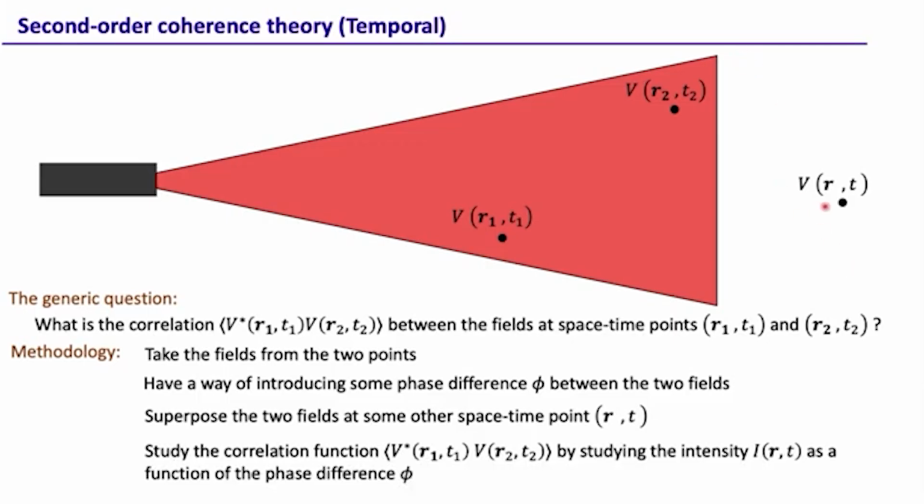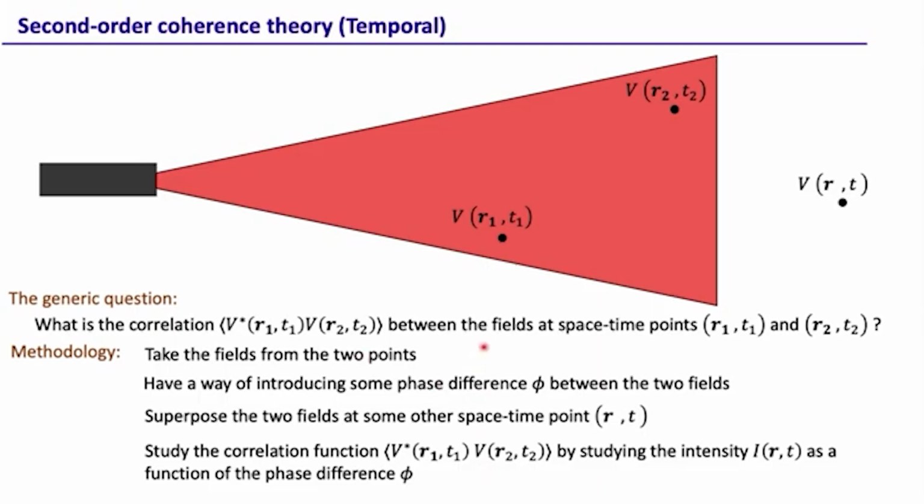And then once these fields are combined, we look at the intensity at V, which is the IRT, and by looking at the intensity, one tries to study this correlation function V star R1 T1 V R2 T2 as a function of the phase difference. So this is one knob that one changes, one looks at the intensity, and through this one tries to understand and measure this correlation function. So this is the general methodology.